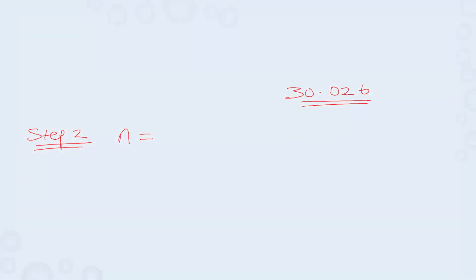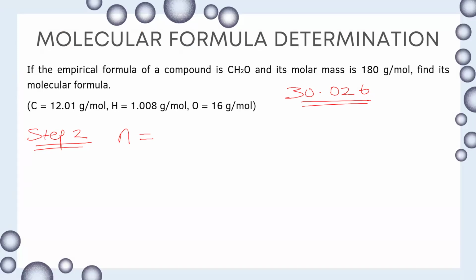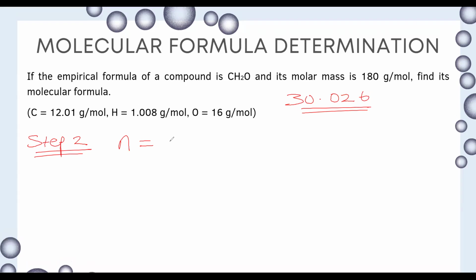So now, what is the molar mass of the compound? The molar mass. 180 grams per mole. Thank you very much. So we have 180 divided by the empirical formula mass, which we just calculated over here. Can you all see that? Yes, sir. So 180 divided by 30.026. Let's punch our calculators.